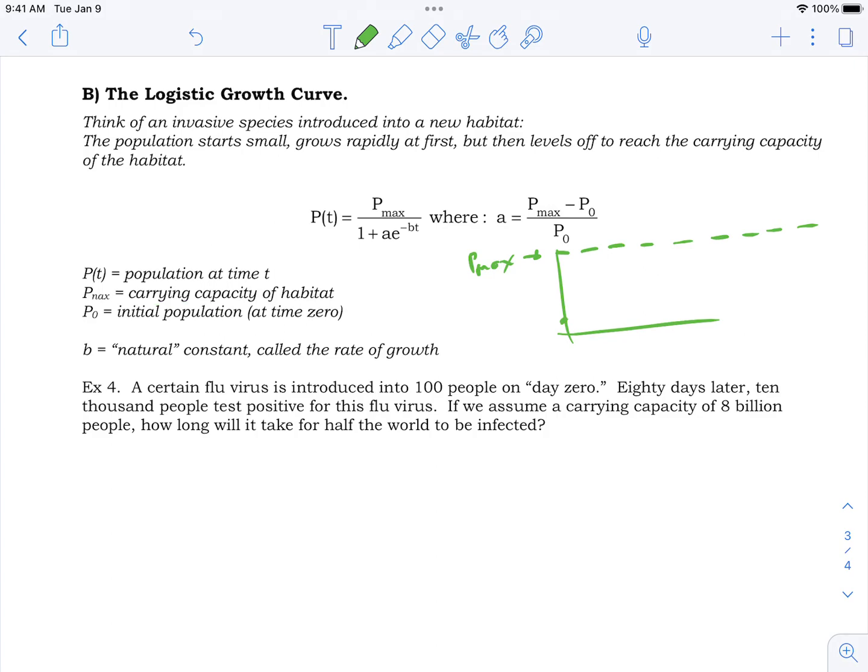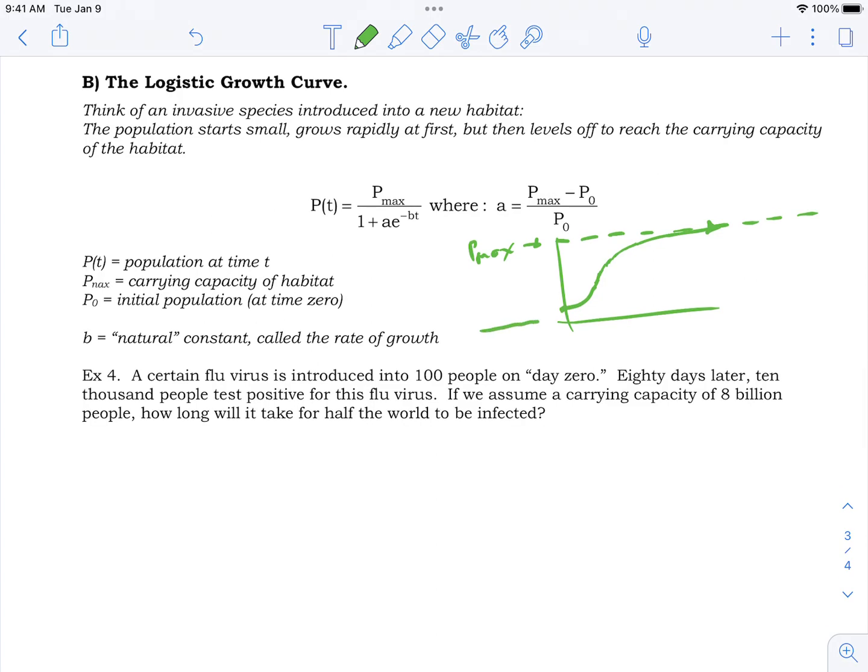So if you just introduce a couple of flu germs into a population, at first it is going to grow quickly. But then at some point it's going to sense, hey, we're running out of people, and it's going to get harder to find new hosts. And it tends to level off towards the Pmax. If you graphed it in both directions, the curve would be kind of symmetrical like this. The idea is you start here, hopping onto this curve and following it up towards our carrying capacity. This is called the logistic growth curve.